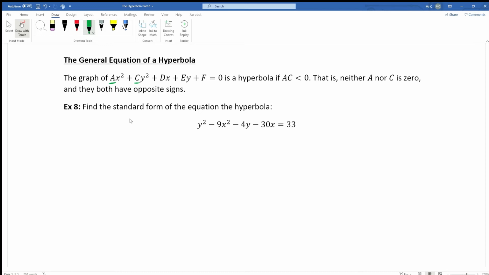So let's just find the standard form of the equation for the hyperbola here. It's a little typo. And we've got y squared minus 9x squared minus 4y minus 30x equals 33. And we're just going to start by grouping our y terms together. So y squared minus 4y minus 9x squared minus 30x equals 33.